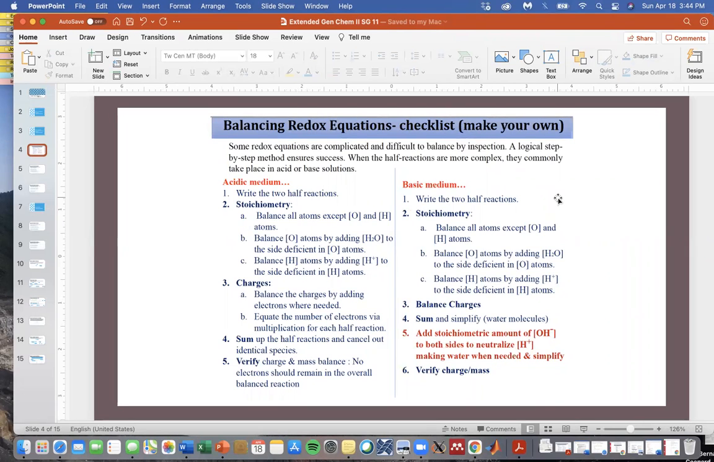If, for example, you have to add H plus in the basic medium, you need to convert that to H2O, and then really have it be OH minus on the other side of the reaction. And the same thing goes for the acidic medium. If you need H plus on one side, but it naturally lends itself to having OH minus, you would need to convert it so that you'd have H2O on one side and H plus on the other side.